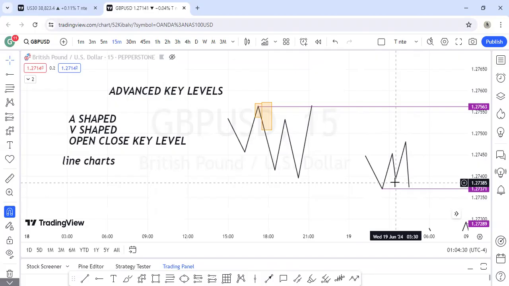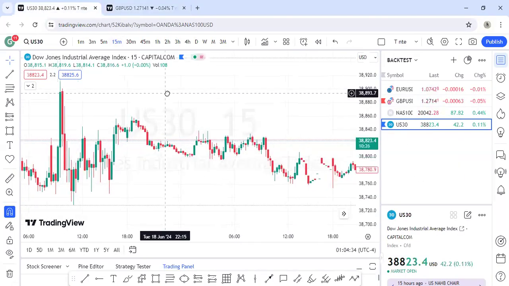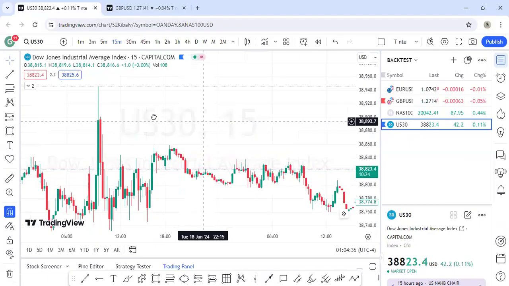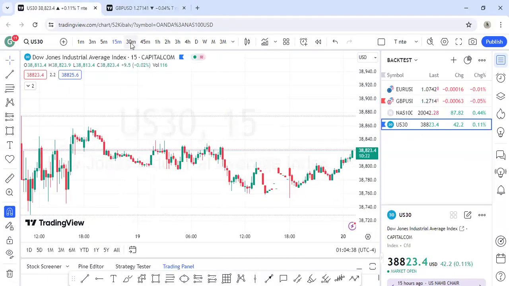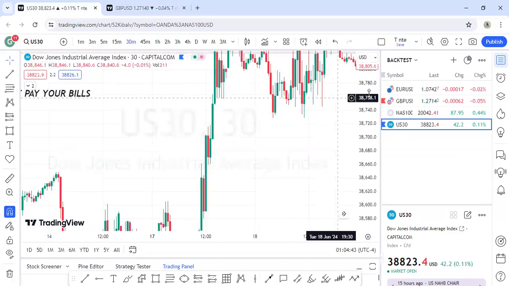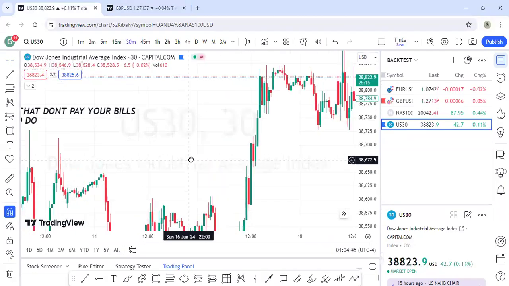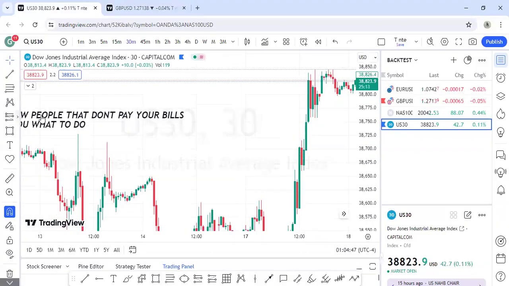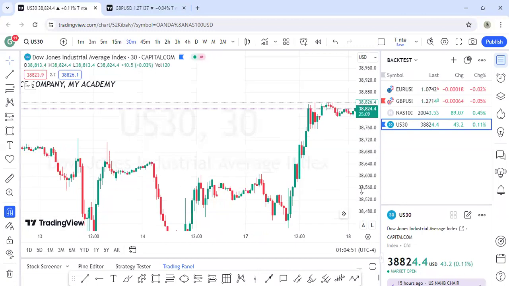Key levels work with close prices. So let's go to US 30 now. I want to mark my A-shape key level here. Let me quickly look for a 30-minute chart, I want a chart that is kind of bigger. And then how would I mark my key level?